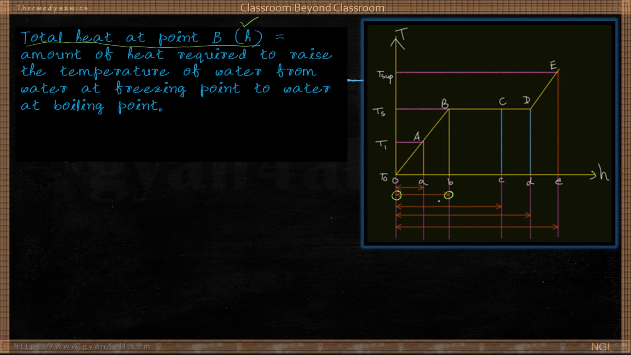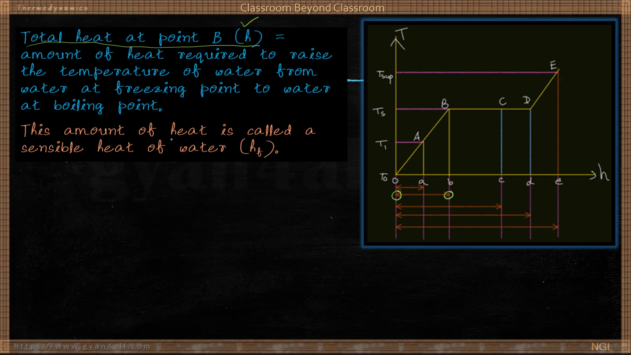This heat is also called the sensible heat of water, hf, that we have discussed earlier. This amount of heat is called sensible heat of water and represented by hf. So at point B, H is equal to hf. And what is point B? B is the saturated liquid. Last class we discussed that saturated liquid is point B, and from point B if we go towards the right side, then it will be the vaporization, a vapor and water mixture.